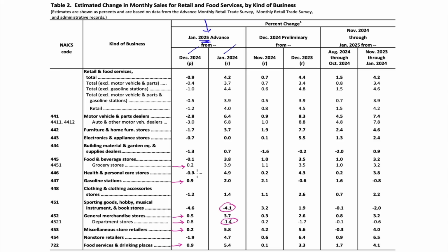What's going on over there, you guys? Clothing and clothing accessories, down 1.2. You're not showering as much. You're not dressing as well.